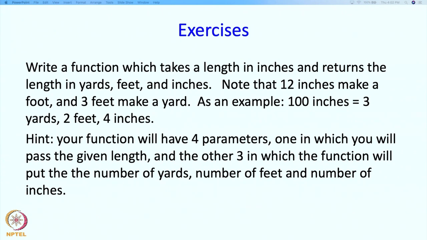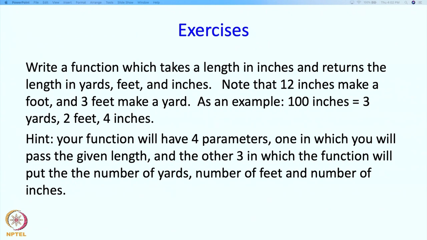Write a function which takes a length in inches and returns the length in yards, feet and inches. This is the so-called British system, which is not really in use, but which does get used once in a while. You should note that 12 inches make a foot and 3 feet make a yard. As an example, if you have 100 inches, then that is equivalent to 3 yards, 2 feet and 4 inches. So that is what you are supposed to print.